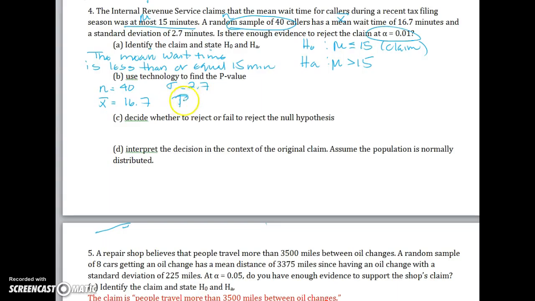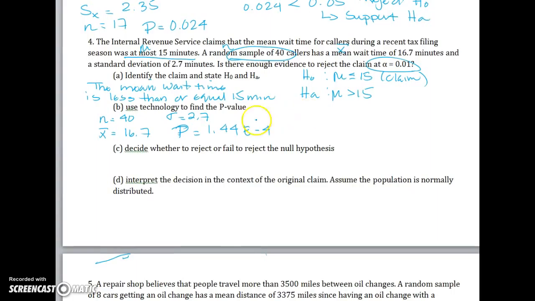you will find that the p is equal to 1.44 with some other numbers, e to the negative 4. Remember, that is scientific notation. And so you're going to move this over 1, 2, 3, 4 times. So really the p is 0.000144. And you're comparing that to the alpha.